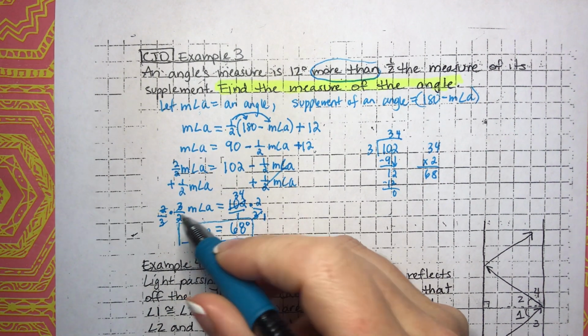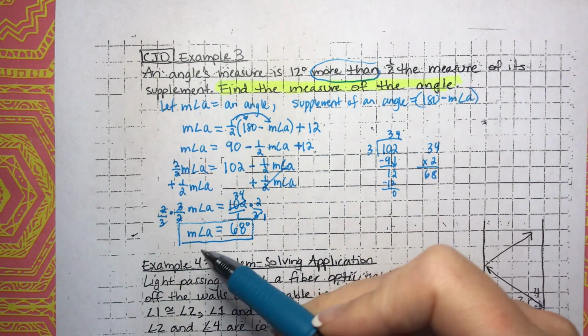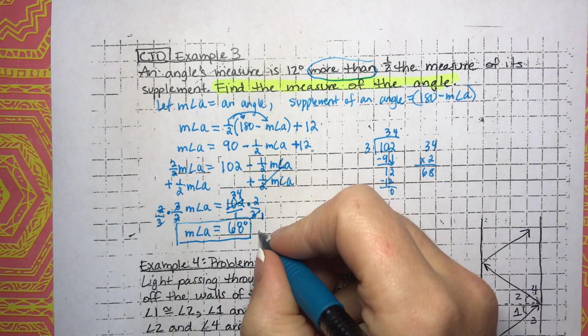Now, did we answer the question? It says find the measure of the angle. Well, that's an angle, measure of angle A. So boom, we have it.